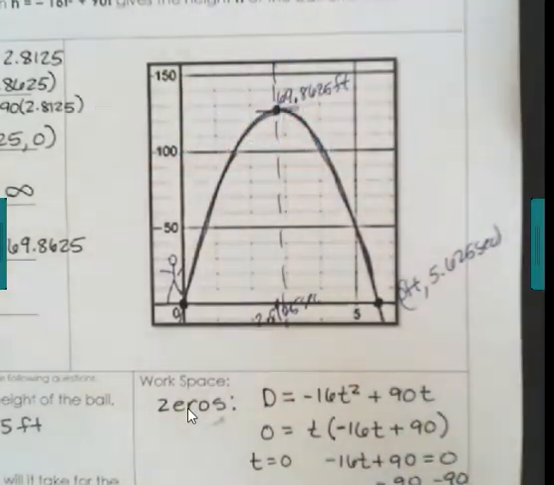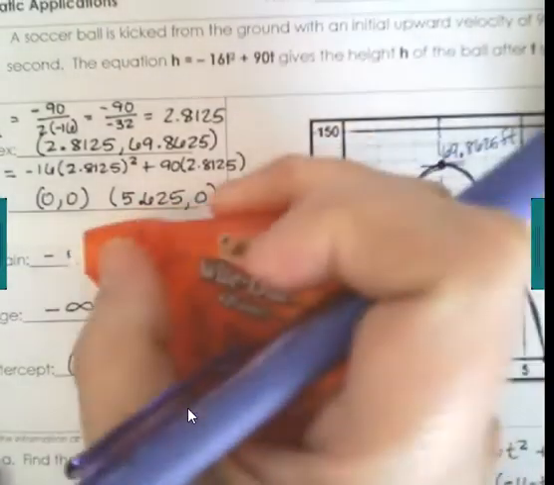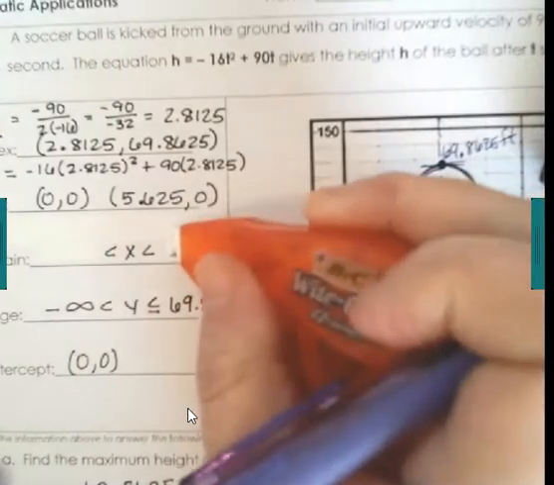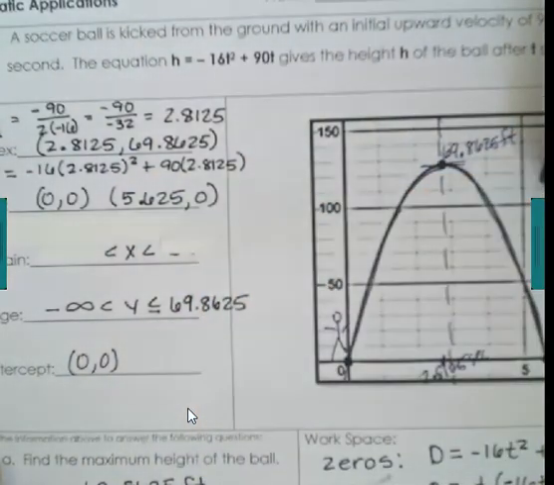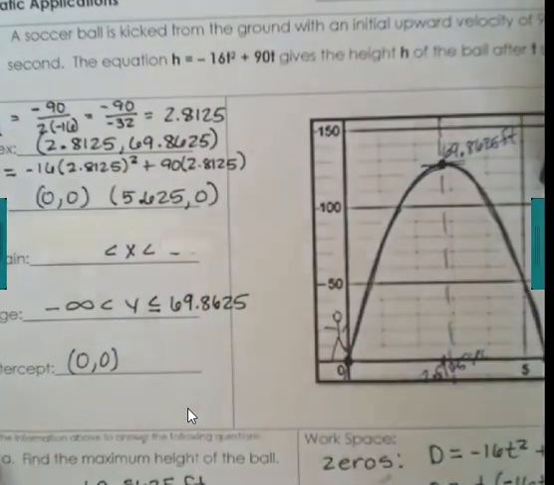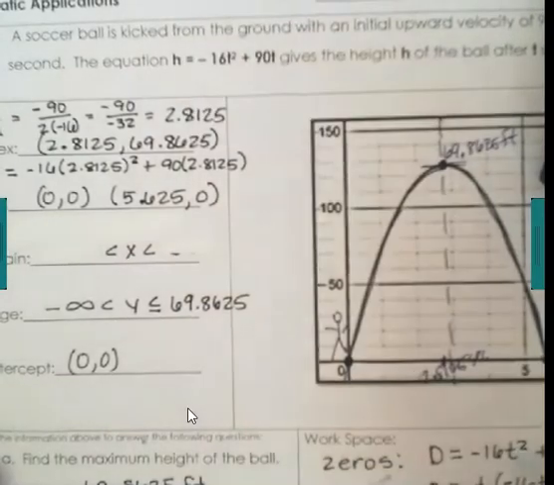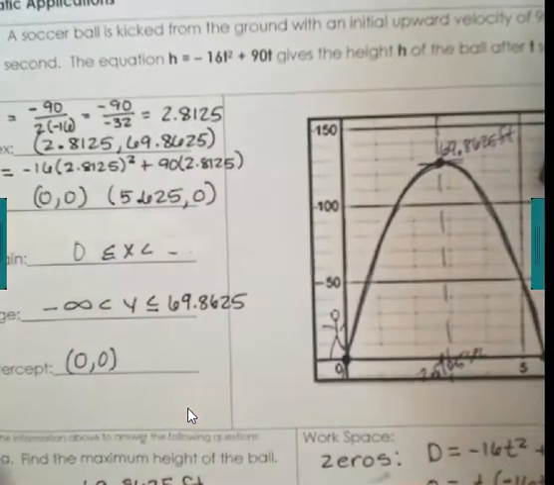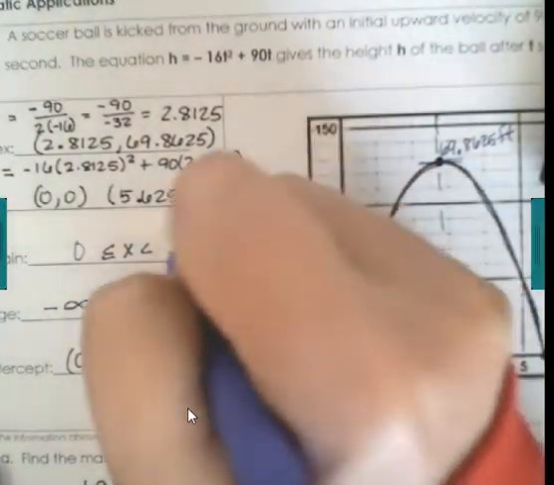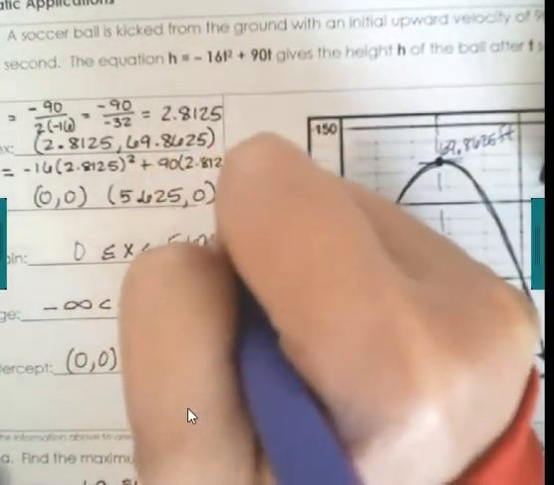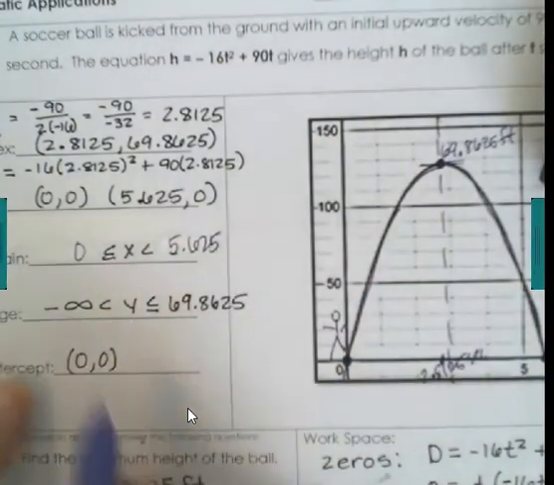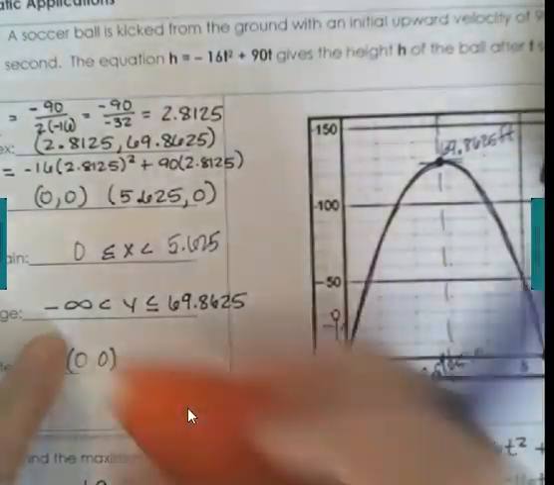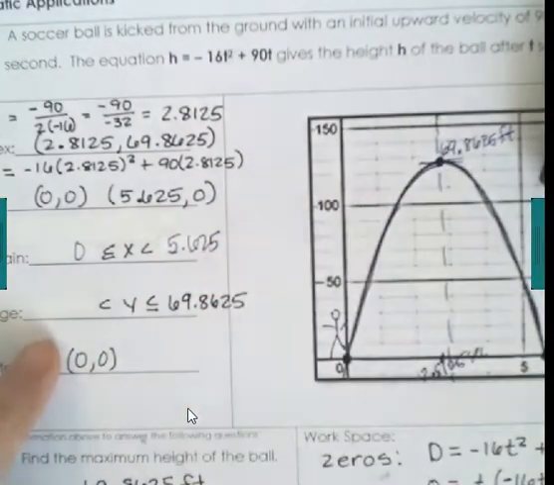Now, one of the things that I did is I made a mistake. Is the domain actually negative infinity to positive infinity on this? No, because it started here when the ball was kicked at 0, and it ended here when the ball hit the ground at 5.625 seconds.